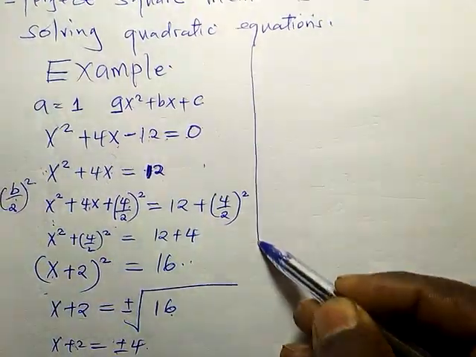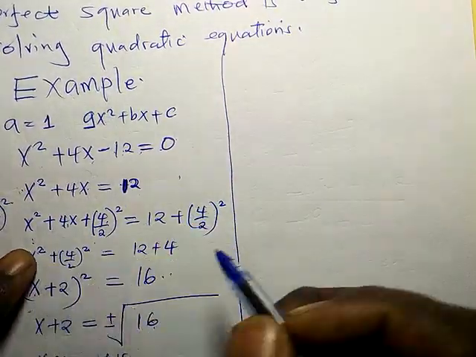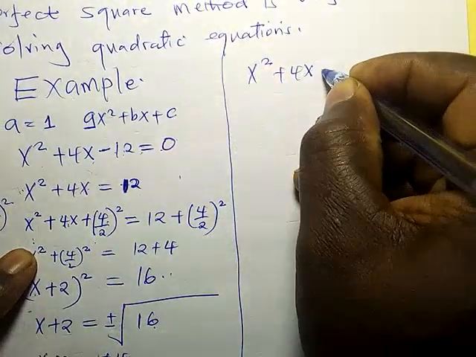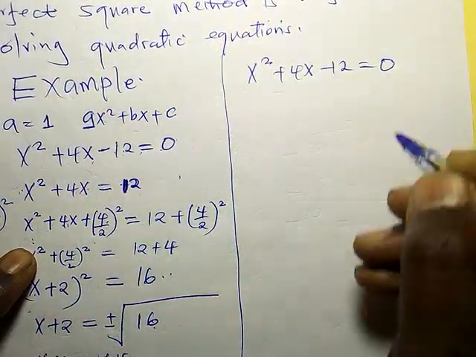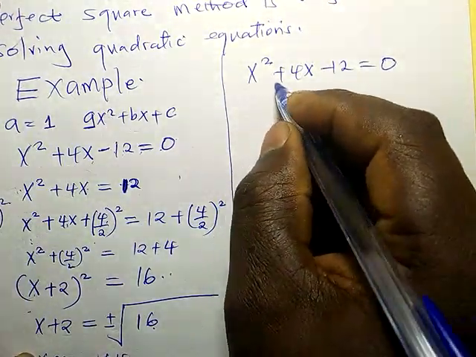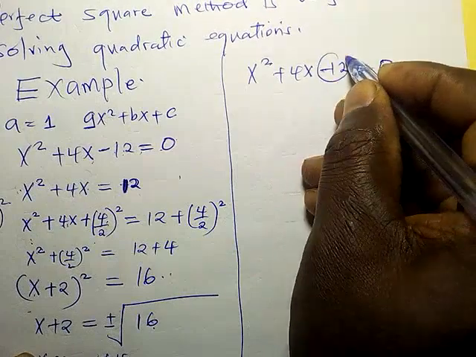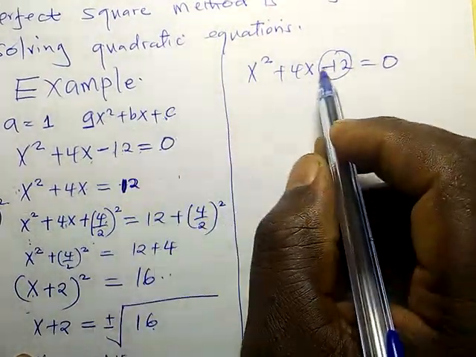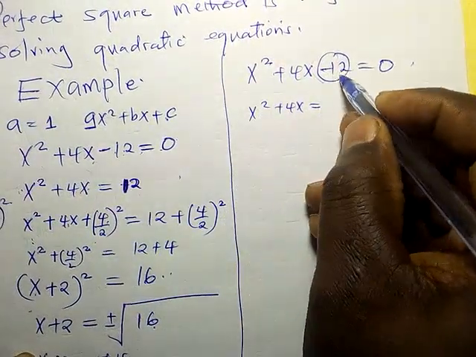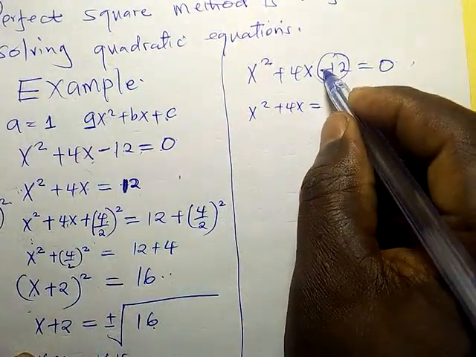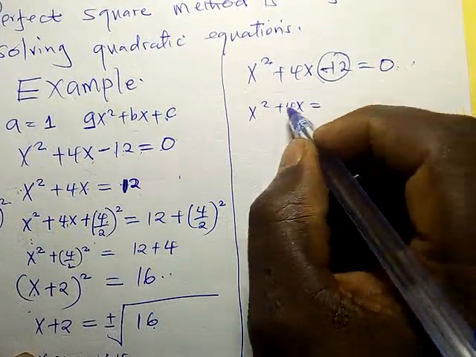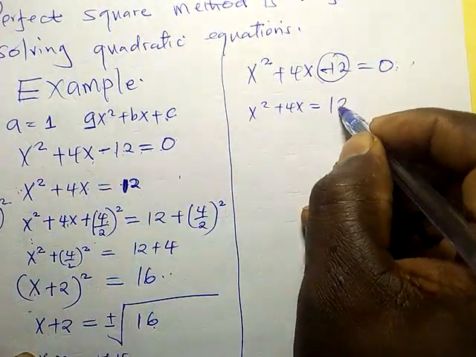Allow me to repeat something here. We had x squared plus 4x minus 12 equal to 0. So what I have said is, first, the c, the constant, take it to the right side. X squared plus 4x equal to, once it moves to the right side, it changes sign. If it was negative, it would be positive. If it was positive, it would be negative. This one was negative, so it will be 12.